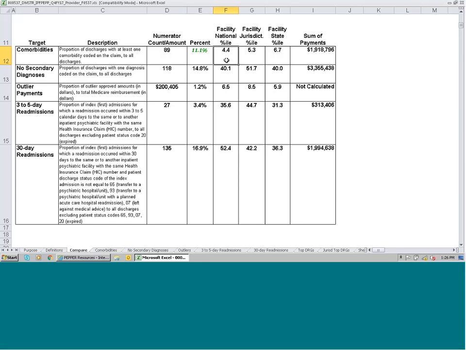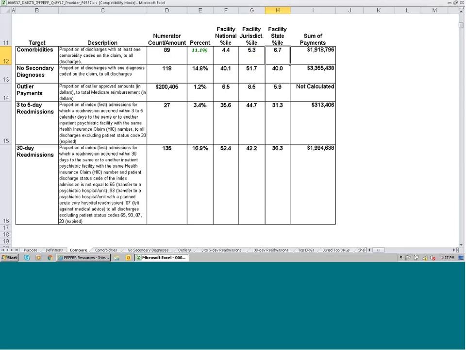Because they've got a very low national percentile. When we compare them to all of the IPFs in their jurisdiction, they're at the 5.3 percentile. So this means when they're just comparing themselves to that smaller group of IPFs in their jurisdiction, 5.3% of them have a lower target area percent than we do. And then in the state, again, a smaller group still, 6.7% of the IPFs have a lower target area percent.